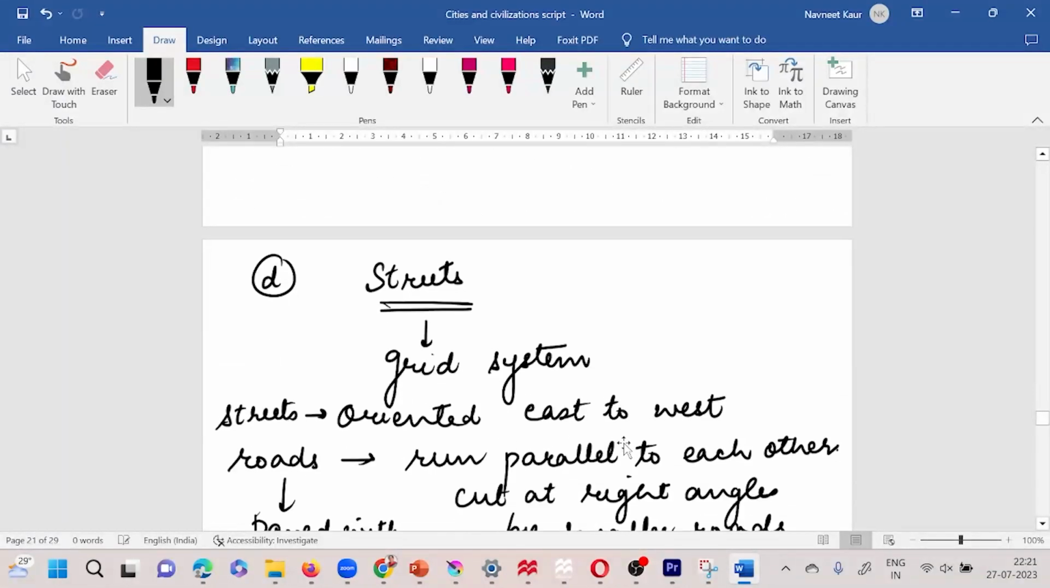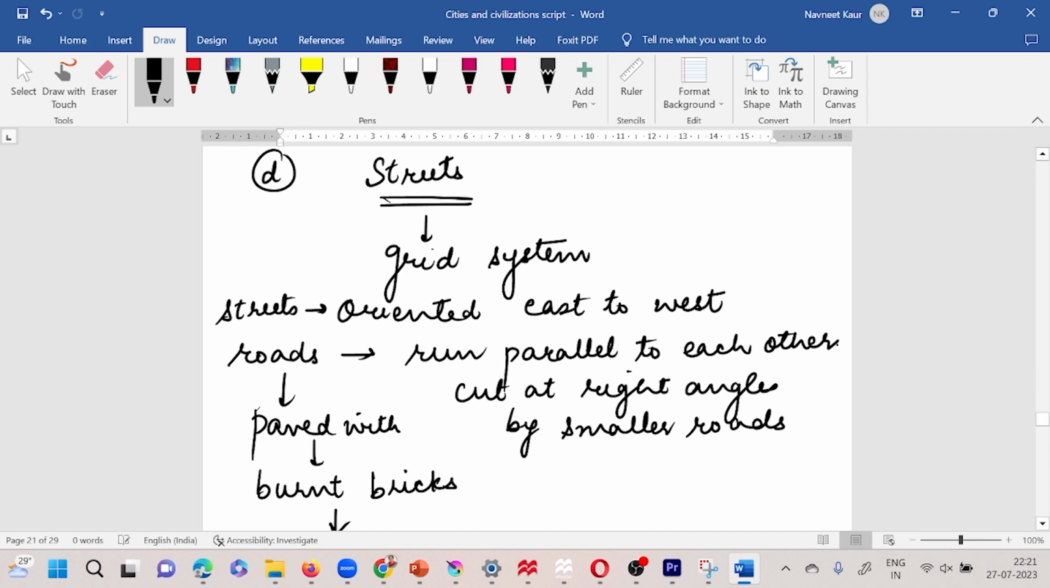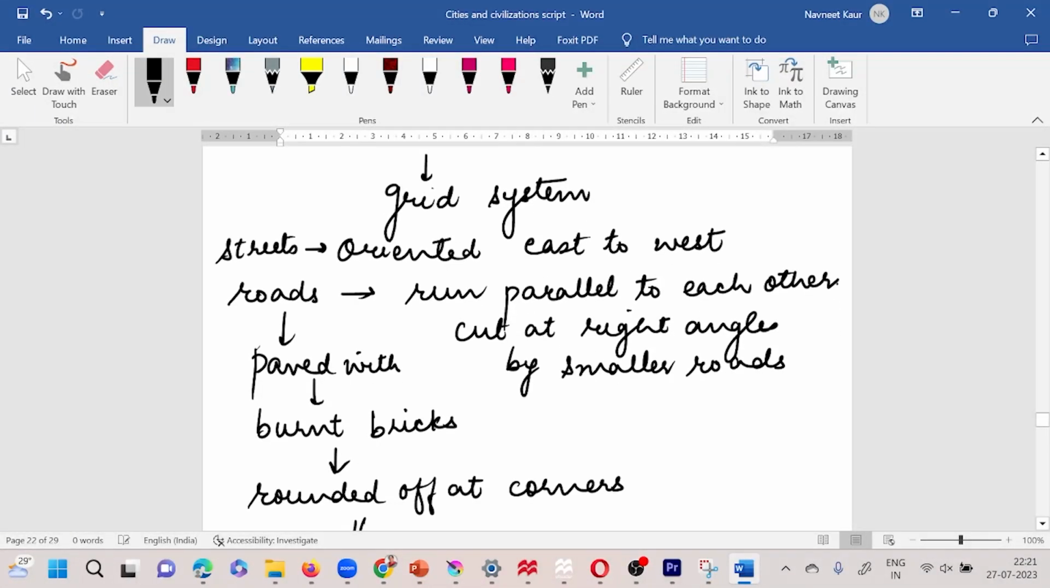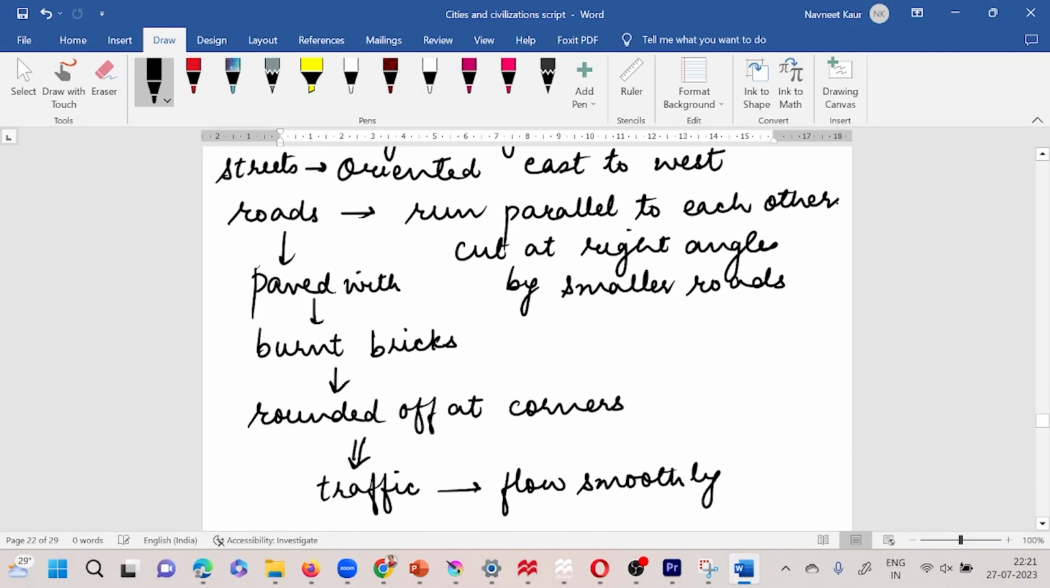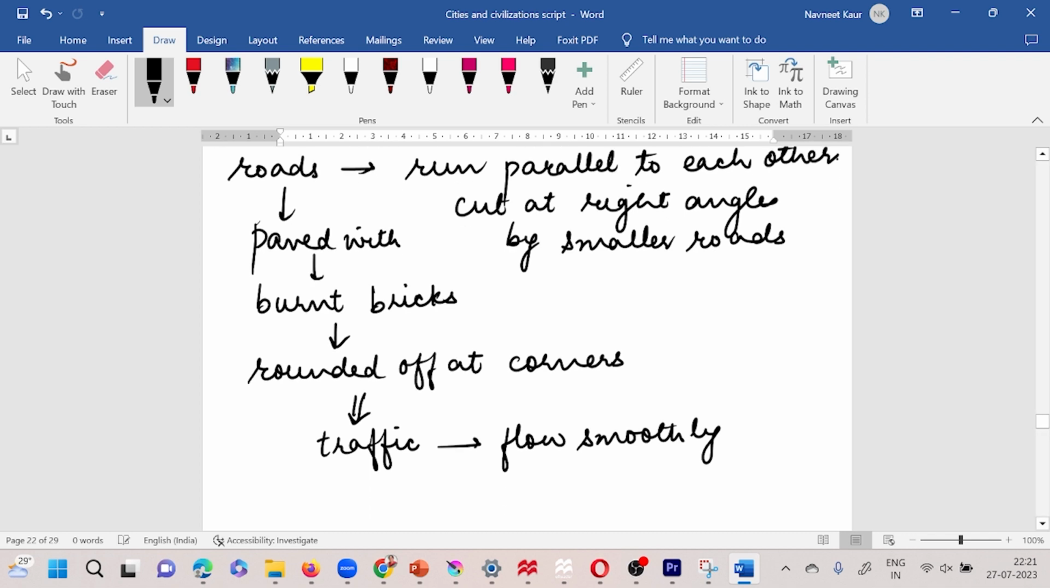Then the fourth important aspect of town planning was streets. The roads that were laid at Harappa were based on a grid system. The streets were oriented from east to west. The roads run parallel to each other, and they were cut at right angles by smaller roads. They were paved with burnt bricks, and they were rounded off at corners, allowing the cart traffic to flow smoothly.